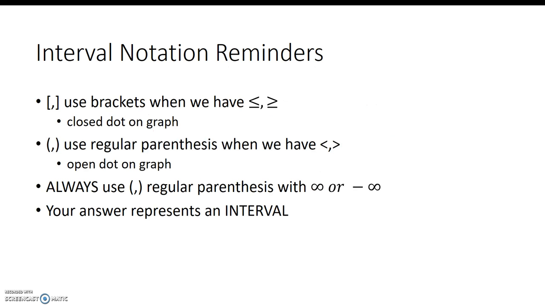Just a quick rundown of the reminders that we kind of talked about already. You use brackets if you have greater than or equal to or less than or equal to, or if you were just looking at a graph, you would use the brackets if you have a closed dot. The only exception to that rule is if you have an infinity or a negative infinity. You always use parentheses with those. And then you also would use parentheses when you have just a less than symbol or a greater than symbol without the equal to, or if you have an open dot on the graph. And then your answer always represents an interval, so sometimes people confuse it with an ordered pair, but if it's interval notation, it's an interval.